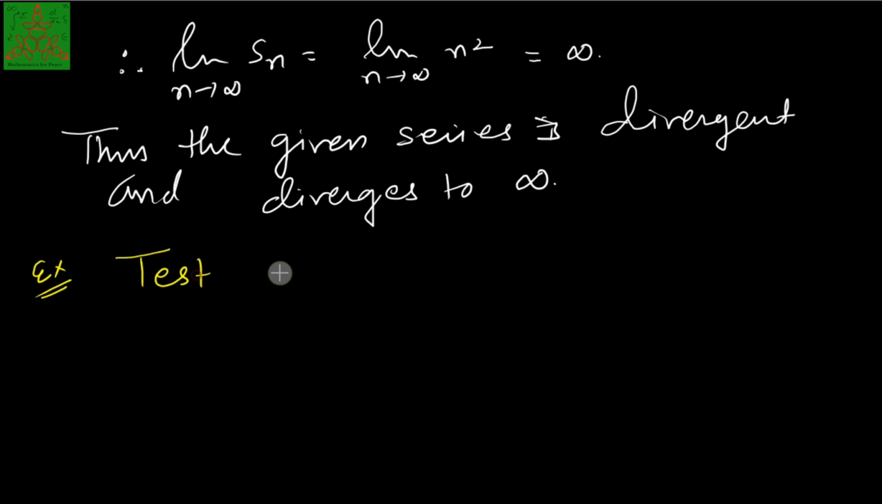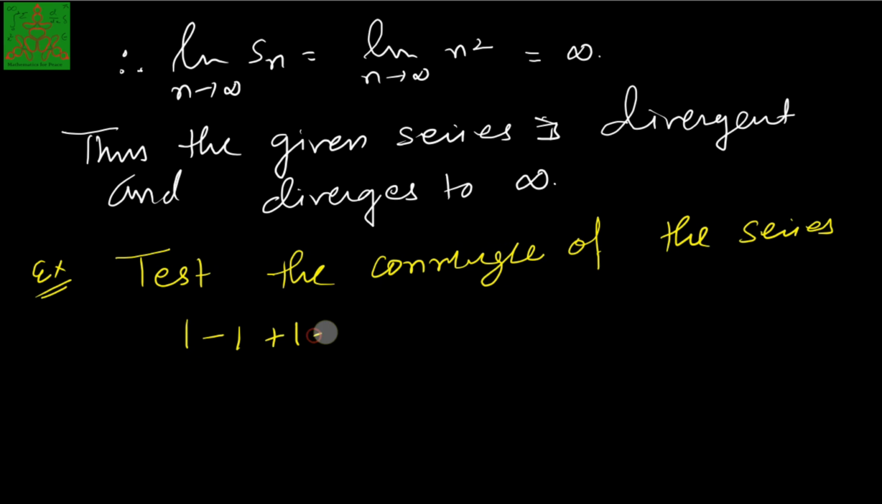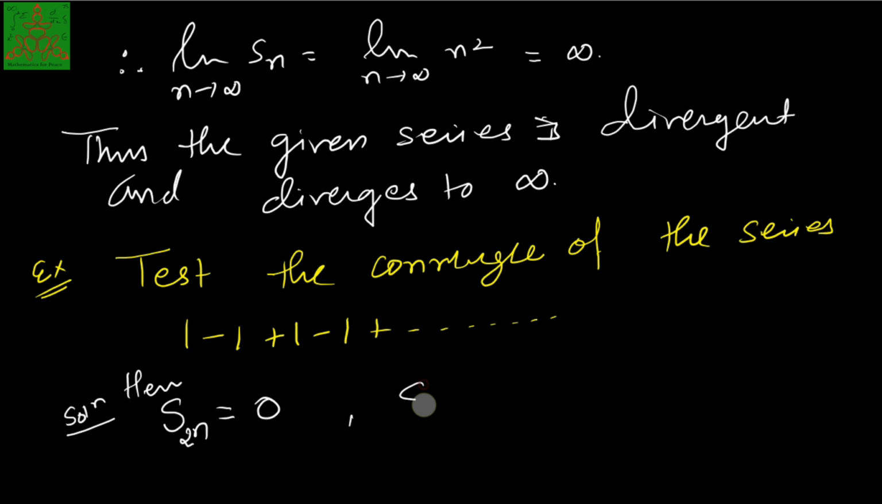Take the convergence of the series 1 minus 1 plus 1 minus 1 plus 1 and so on. It is an alternating series. What will be the Sn? If I take the even terms, that is S2n, it will be 0, and if I take S2n plus 1, it will be 1. You can see that if I take the first 2 terms, the answer is 0, 3 terms, the answer is 1, 4 terms, the answer is 0, and if I add the 5th term, the answer is 1. So whenever we have even terms, the answer is 0. When we have odd terms of this sequence Sn, the answer is 1.